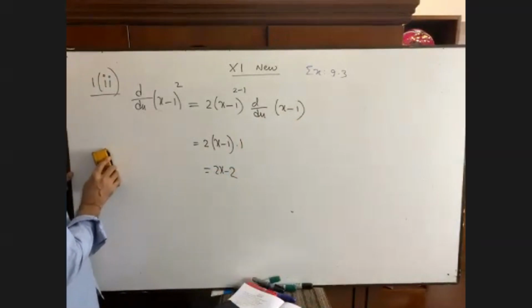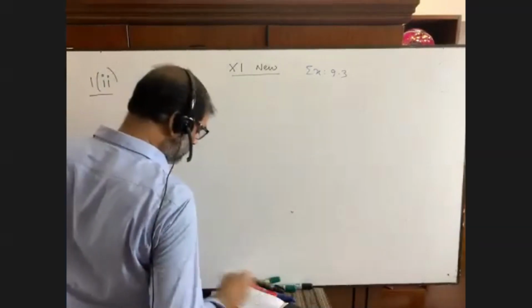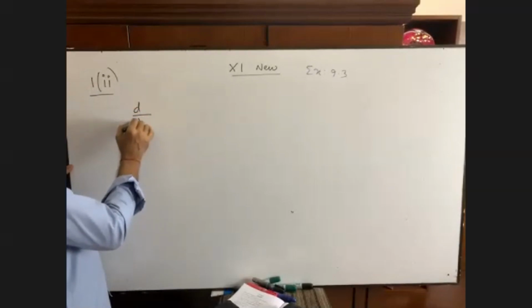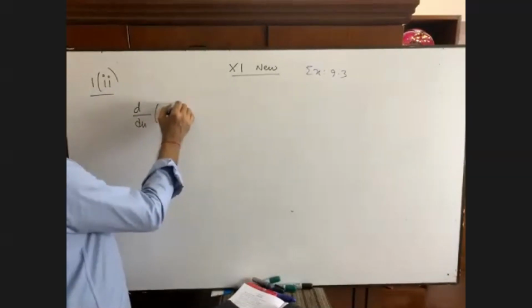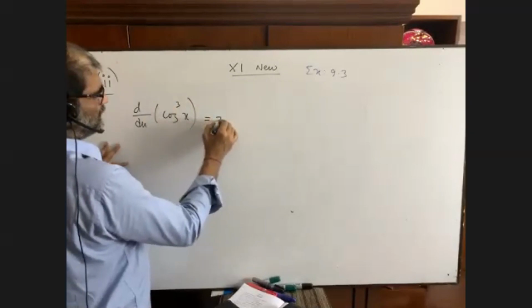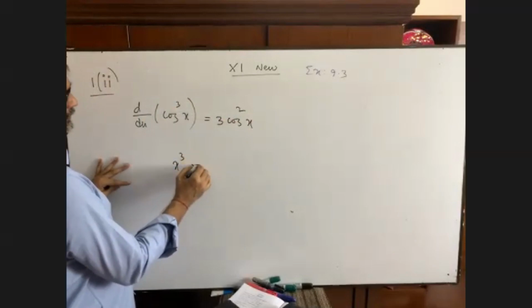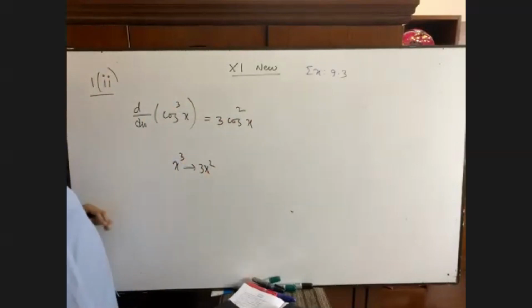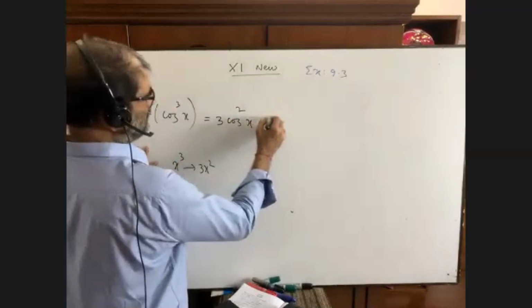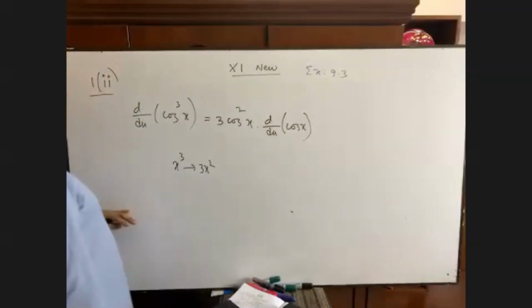Okay, have you copied it? Yes, sir. Now you see cos cube x, d by dx of cosine cube x. It is power, right? So what will be 3 cos square x as x cube? What we get? Let me know. 3x square. Is it? Now, can you tell me what is x here? d by dx. What is x here? Cosine x. Is it?